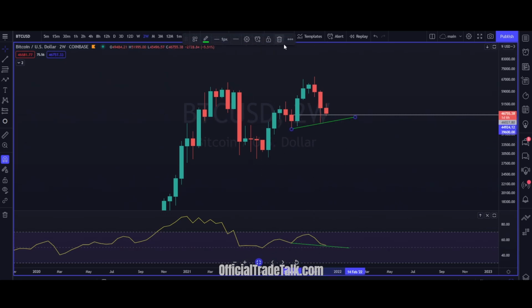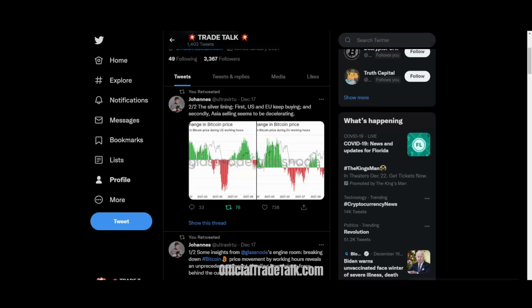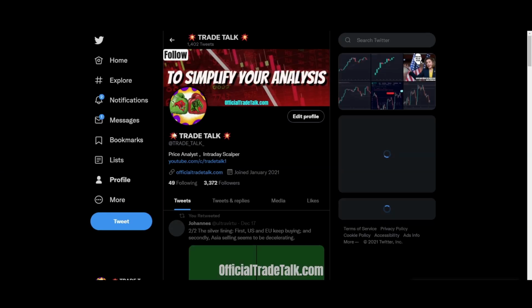So that's like 5 different confluences that we could potentially see a bullish bounce from this zone. Now I want to bring something else to the forefront. Here, let me see what's going on here.